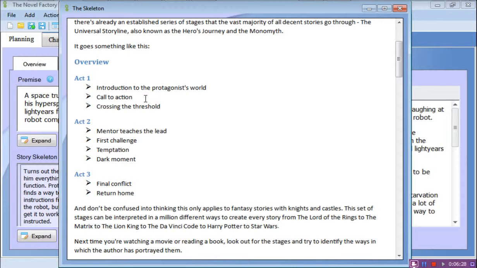There's a call to action. There's usually a refusal of the call. So Luke says, "No, I can't. My aunt and uncle rely on me to do my work on the farm." And then he discovers later that his aunt and uncle have been killed, and so he accepts the call to action. They cross the first threshold, which often is literally walking through a doorway, and in this case, the first threshold is walking into the doorway of that crazy bar scene, and so forth. So this part takes up about 25% of the story. Crossing the threshold leads us into Act 2, and this takes up about 50% of the story. And then Act 3 takes up the last 25% of the story.